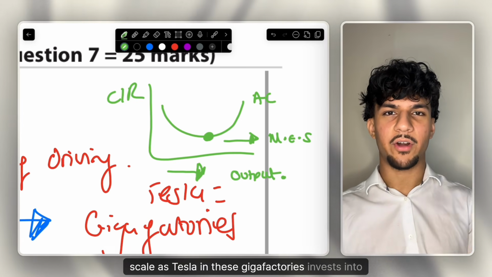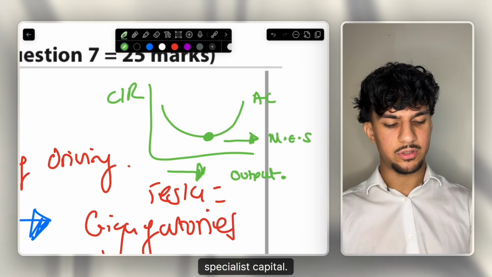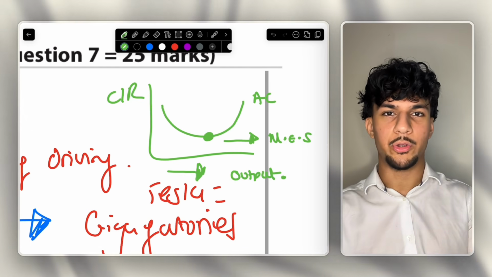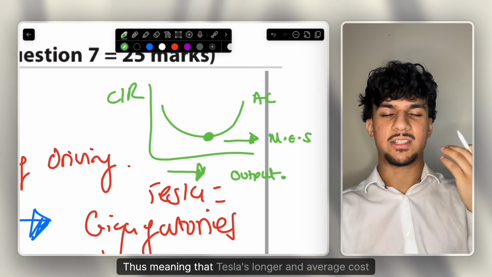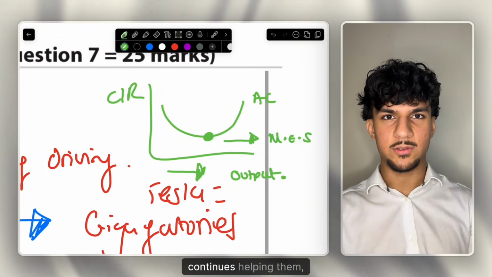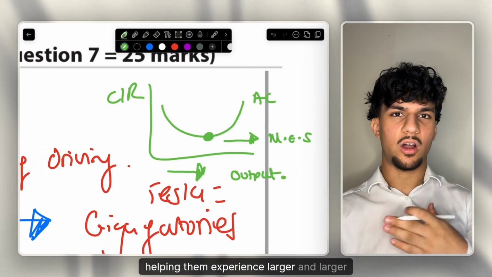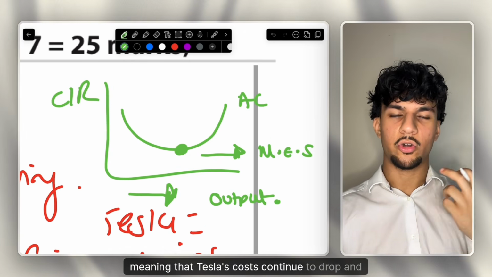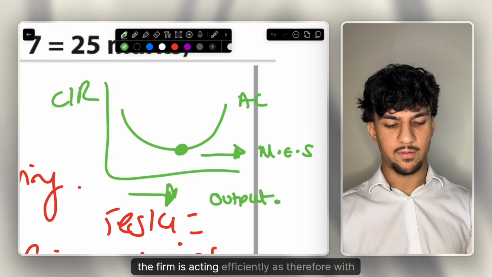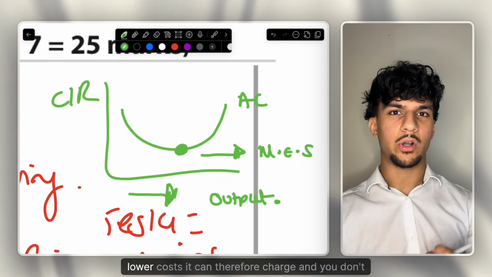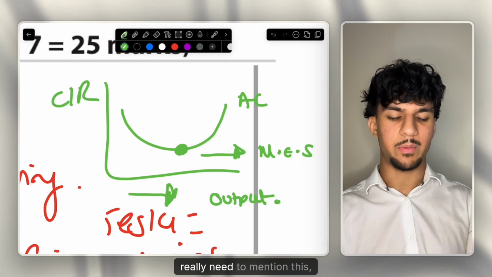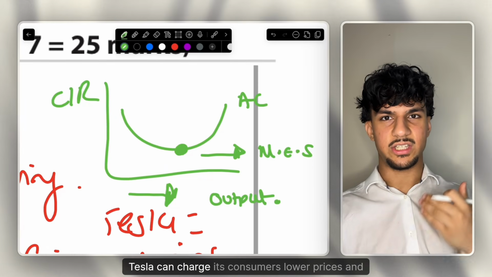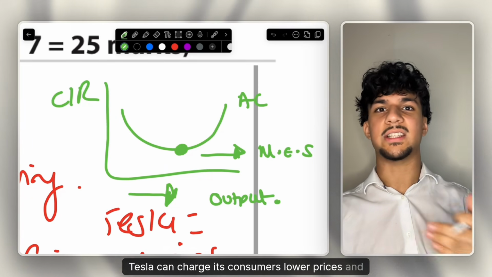As Tesla in these gigafactories invests into specialist capital, this helps increase productivity, helps increase output per unit time, thus meaning that Tesla's long-run average cost continues to drop, helping them experience larger and larger economies of scale, and the firm is acting efficiently. You don't really need to mention this, but you can: with lower costs, Tesla can charge its consumers lower prices and still make a profit.